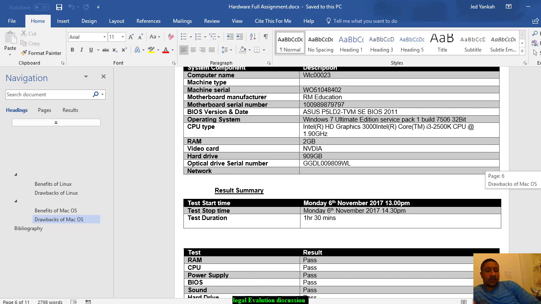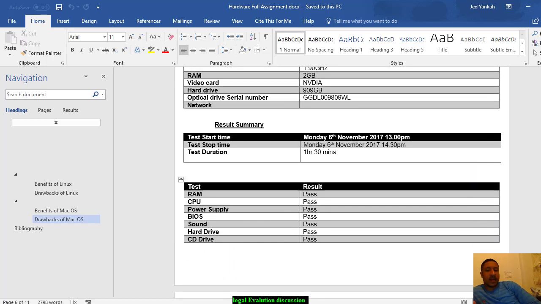So I have tested most of the computer components. The test start time was Monday the 6th of November 2017 at 1 p.m. and the test log ended on the same day at 2:30, so the duration was 1 hour and 30 minutes. As you can see here, all computer components passed.